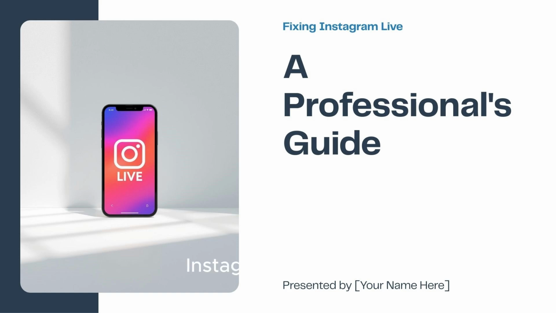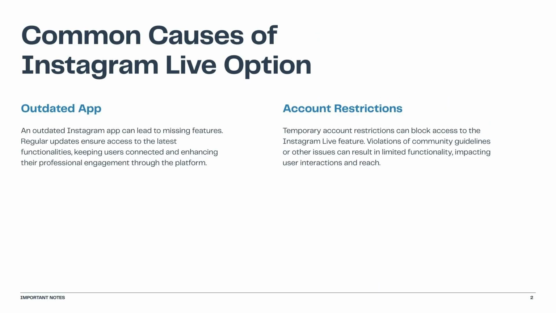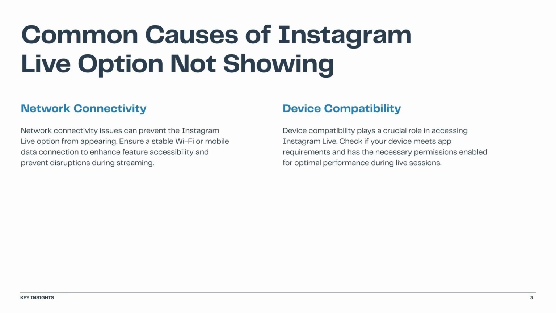First, update the Instagram app from your App Store. Restart your phone as this refreshes the software. Check your account status. Ensure you have no active restrictions or bans by going to Settings, then Help and Account Status. Verify your internet connection is strong. A weak signal can hide the feature.